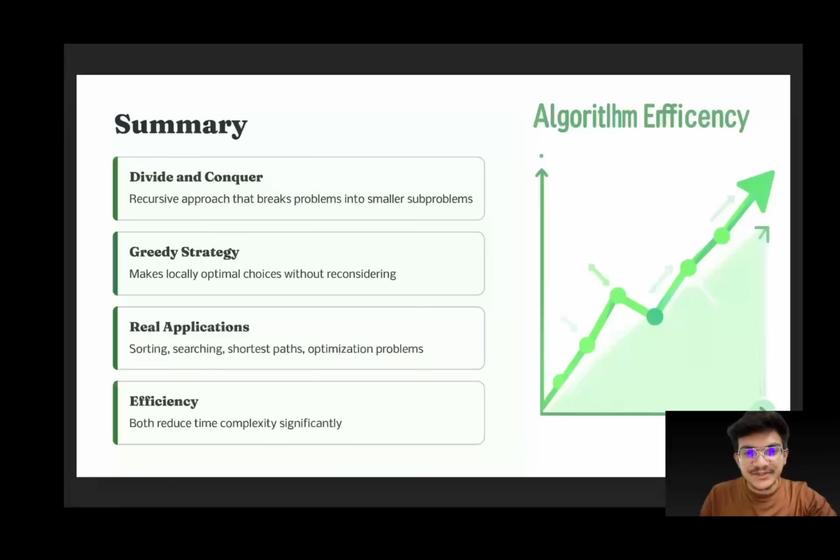For the summary of this unit number 2: divide and conquer is a recursive approach that breaks problems into smaller subproblems. Greedy strategy makes locally optimal choices without reconsideration. Both techniques are widely used in real applications like sorting, searching, shortest path, and optimization problems. They help reduce time complexity and improve algorithmic efficiency. Divide and conquer focuses on breaking problems, while greedy focuses on making the best choice at each step.